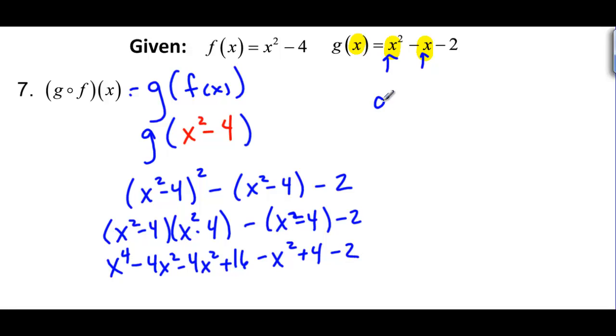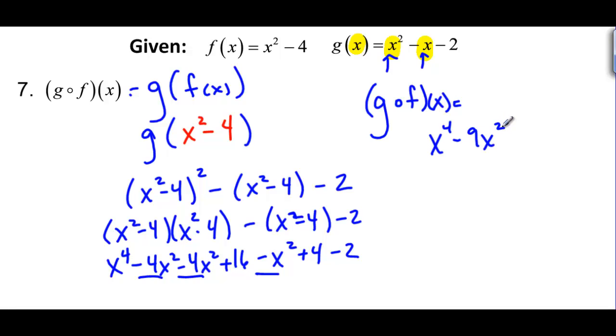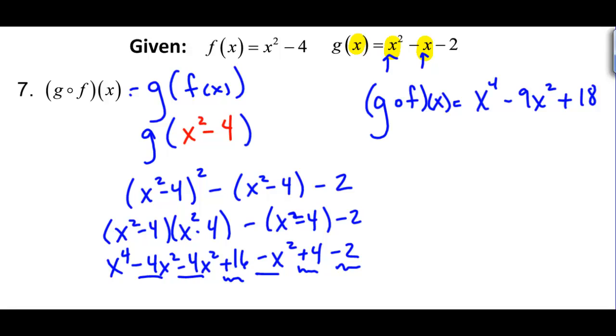So if I want to write my answer, I have g of f of x equals, if I combine like terms, I have x to the 4th. If I look at my x squareds, that gives me a negative 9x squared. I don't have any x cubes, I don't have any x's. And now if I look at 16 and 4 is 20, 20 minus 2 is 18. So my final answer, if I just move this up, is g of f of x equals this.